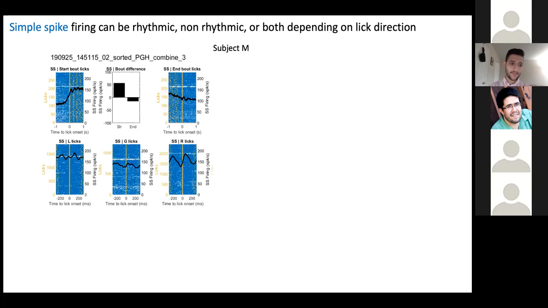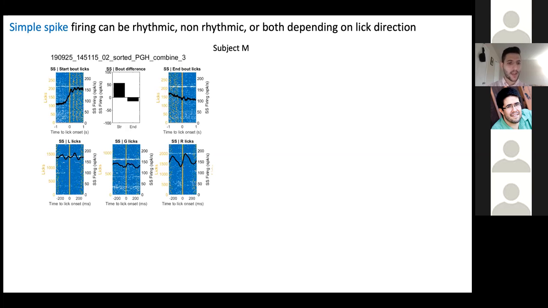So what you see on the left is simple spike firing in the same format, except for a time interval of negative 300 milliseconds to 300 milliseconds before and after the lick. The middle plot is that, but for grooming licks. And the rightward plot is that, but for rightward licks. And what you can see here, again, is diversity in the response of the cell, in that for rightward licks, it's quite oscillatory in its bursting.